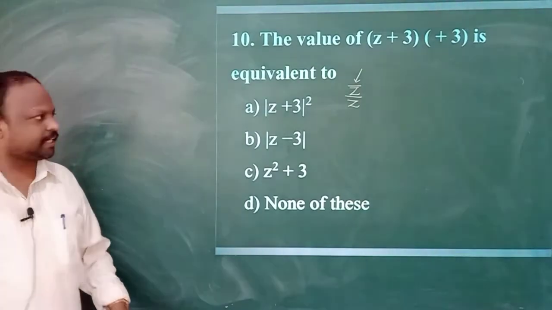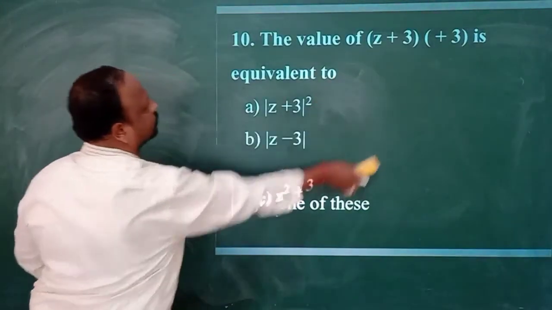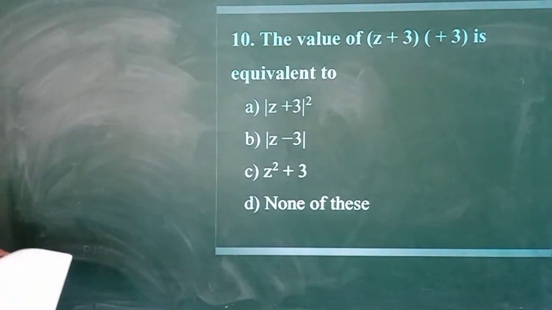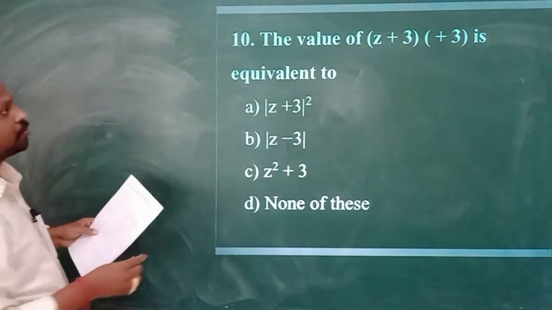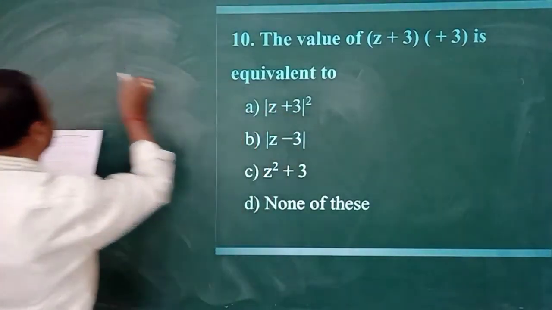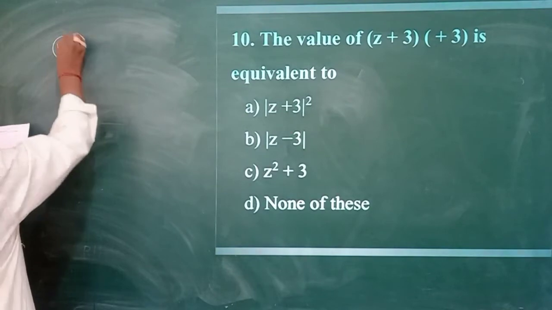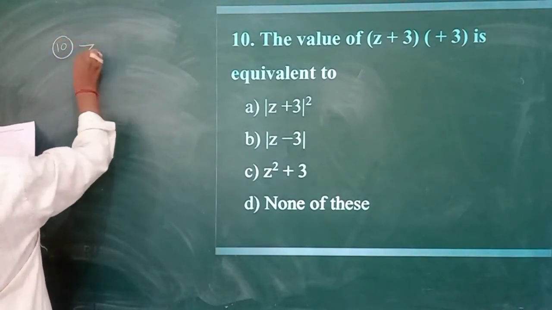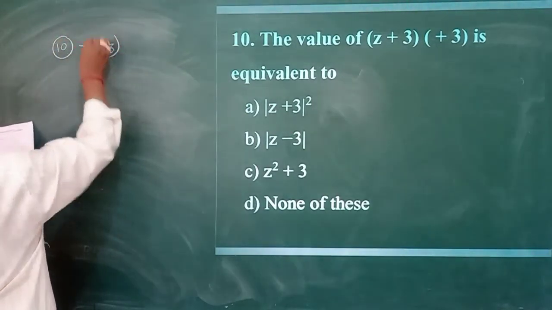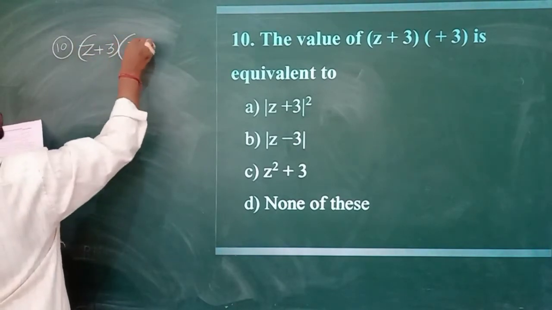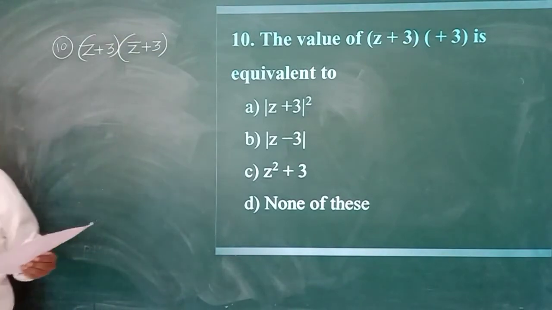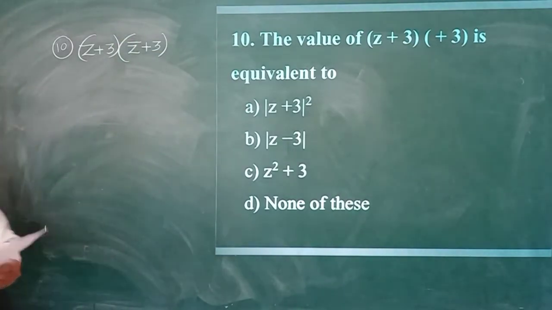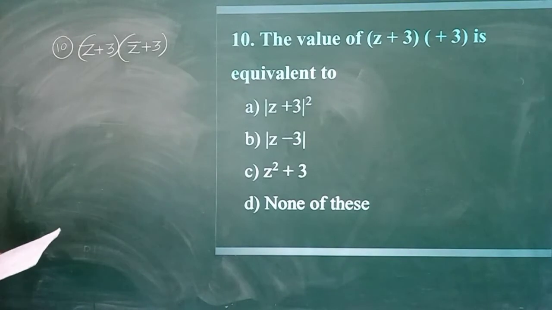So we'll go for the next one. The question is Z. Look at the question, the tenth one: Z plus 3 into Z bar plus 3. Make an alteration in the question: Z plus 3 into Z bar plus 3 is equivalent to what? That is what they are asking.